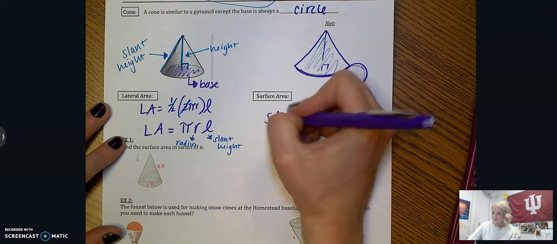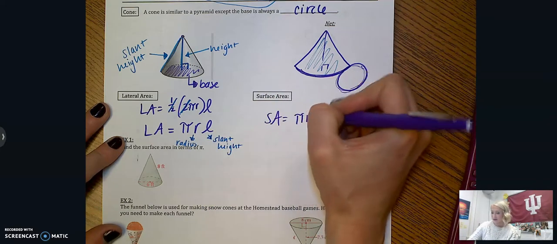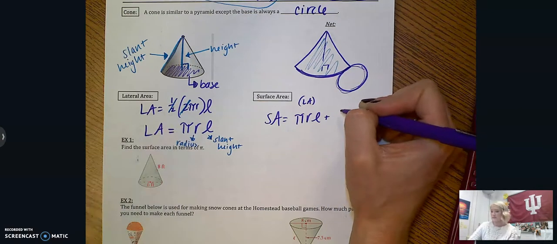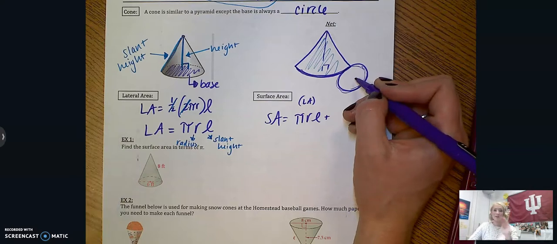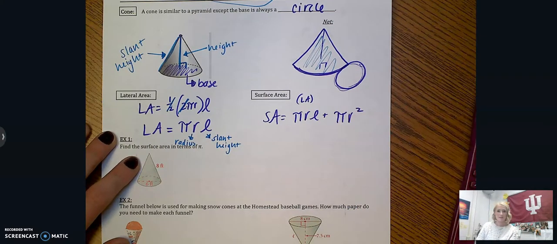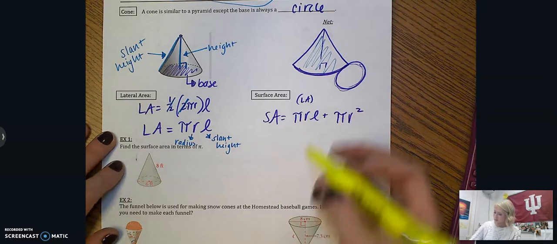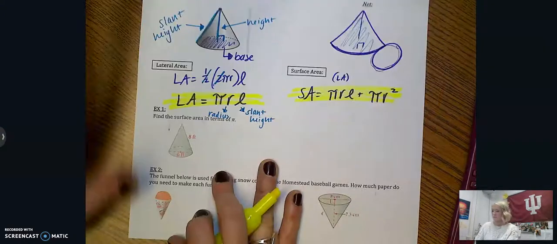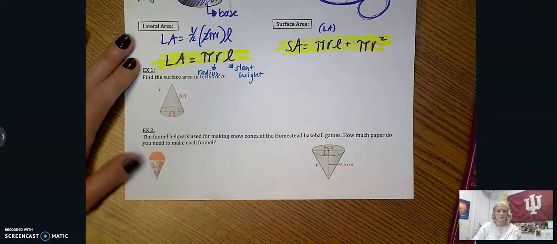Full surface area. Take your lateral area, pi RL, what we just wrote, that's LA, and you tack on the base. The area of the base, I'm not going to do big B because it's always a circle. I'm going to do pi r squared. Okay, let's maybe highlight those, just like we've done the front. Those are the big things that I need to know.